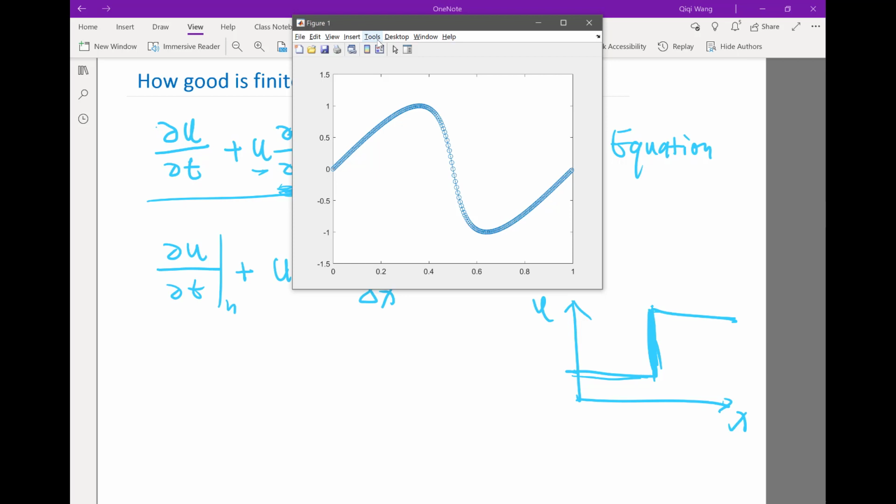Okay, now a question. Can somebody predict if I solve the equation a little bit longer, what's going to happen? It's going to break. The slope here gets steeper and steeper. At some point, it'll become infinity, right? That's how a shockwave forms. And when you say break, that's actually how a wave in the ocean breaks.